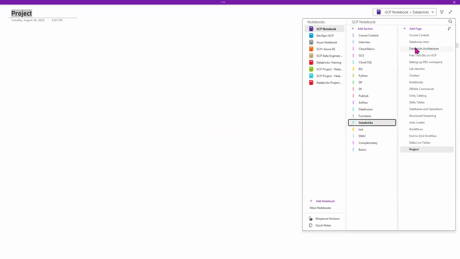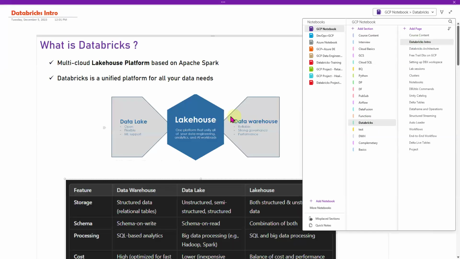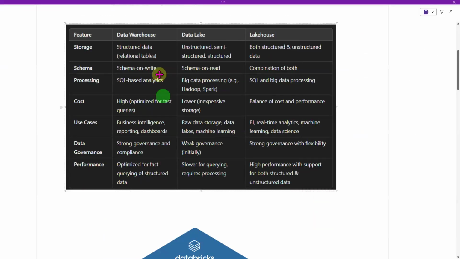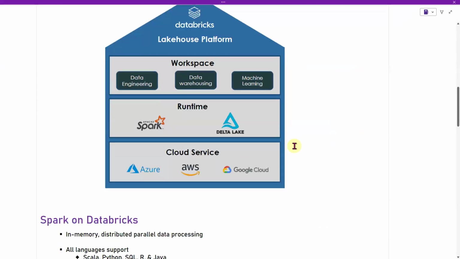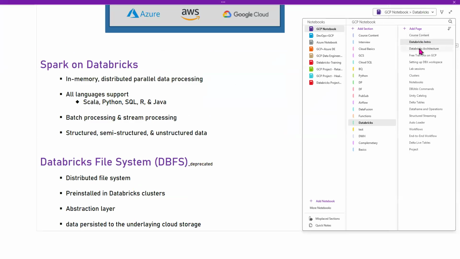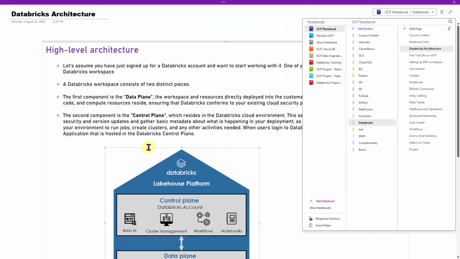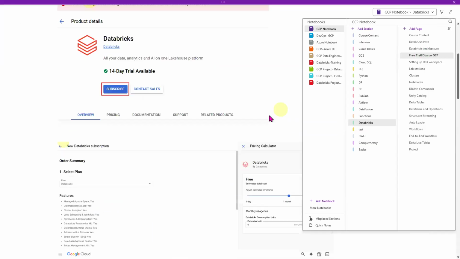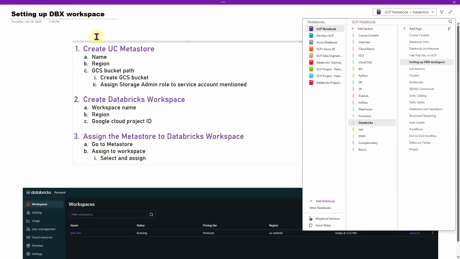And finally, Databricks. Databricks introduction. And what is the difference between data warehouse, data lakehouse, and data lake? Data lakehouse platform, Databricks architecture, free trial. We are going to create a free trial for Databricks on GCP. So we are going to set up, and once Databricks is set up, Databricks workspace creation.